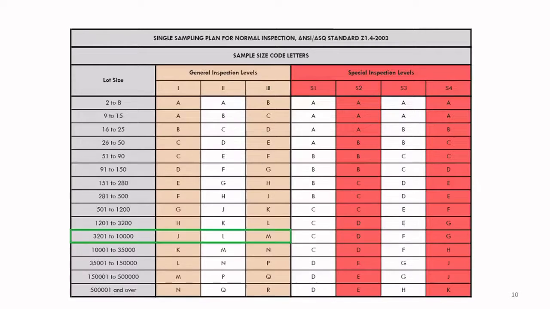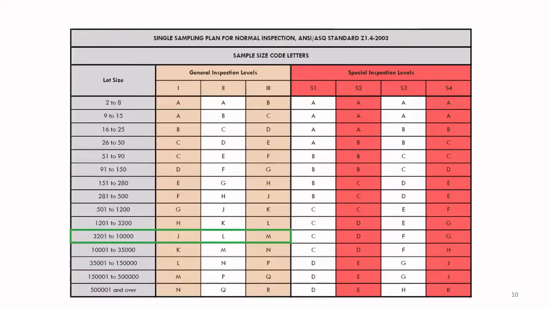So general inspection levels, if there is general inspection level, you will have 1, 2, 3. You have to ask which one, one, two, or three. And then there is special inspection level, which is S1, S2, S3, S4. So depending on whether it is general inspection or special inspection and which level, 1, 2, 3 or S1, S2, S3, S4, you will be able to find out what will be the sample size code letter. So you have the quantity on one side and you have the general inspection level on the other side, 1, 2, 3 and special inspection S1, S2, S3, S4.